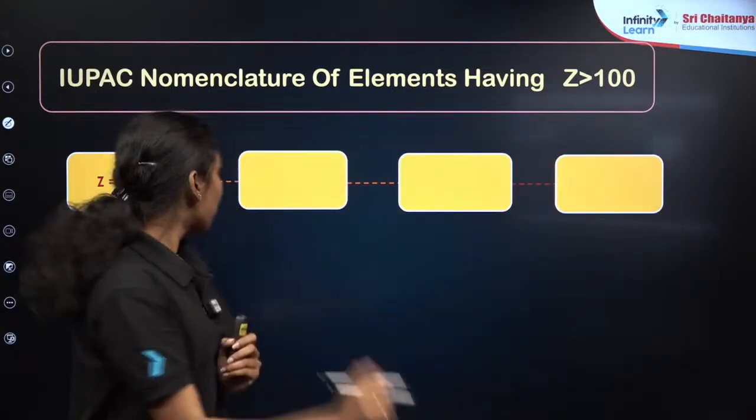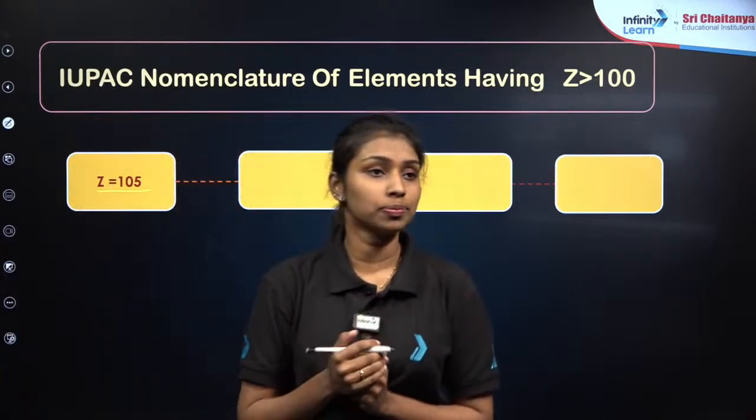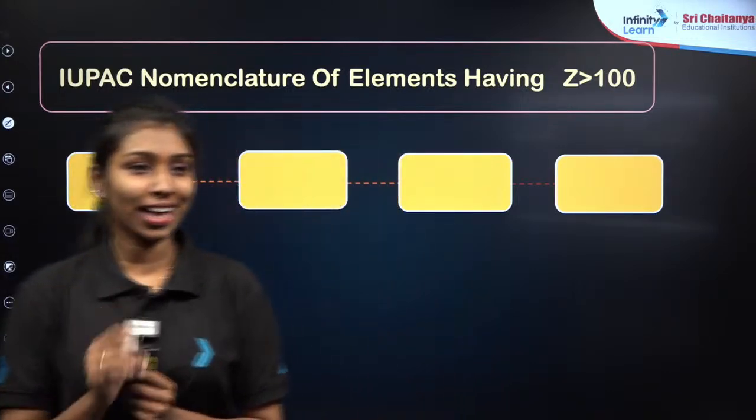Okay, if I am giving a particular atomic number here, that is Z equal to 105, what do you have to do? Hi Niku, hi, good evening.